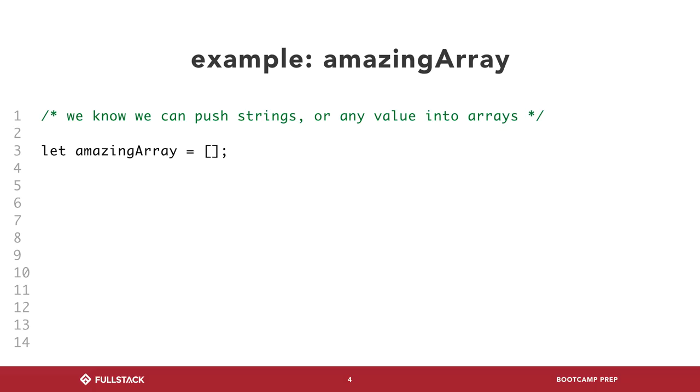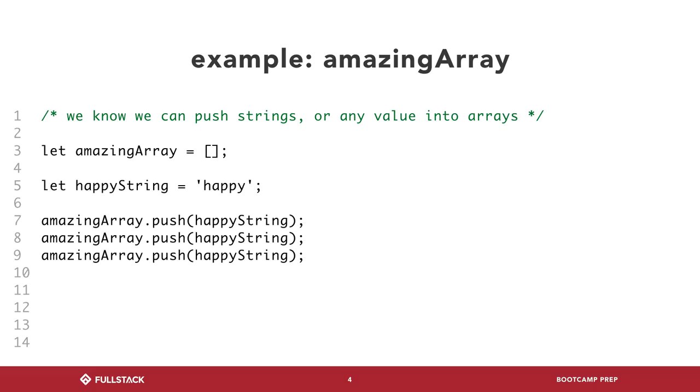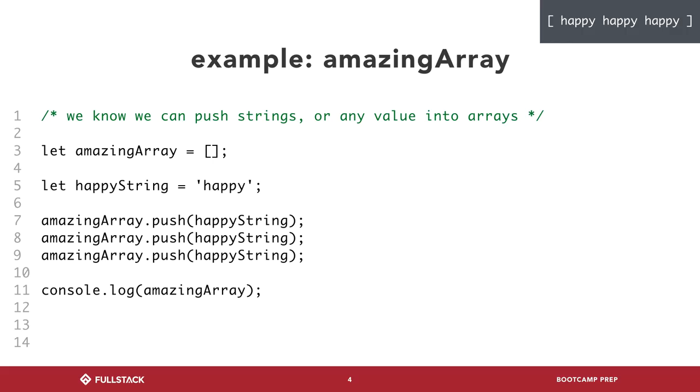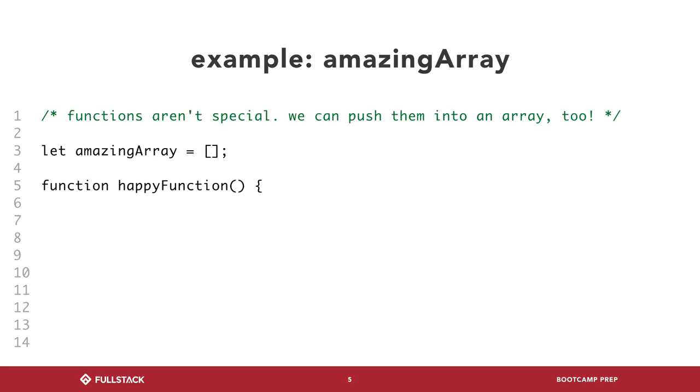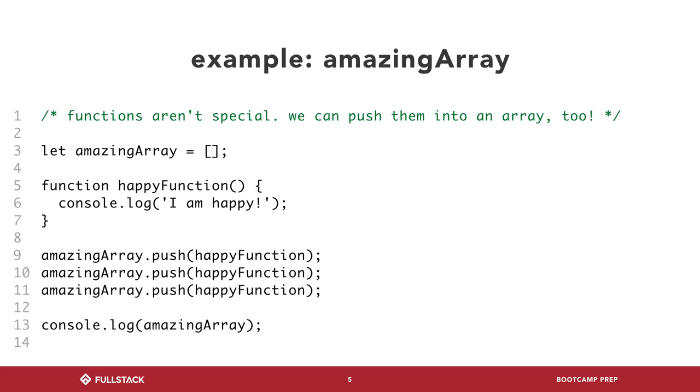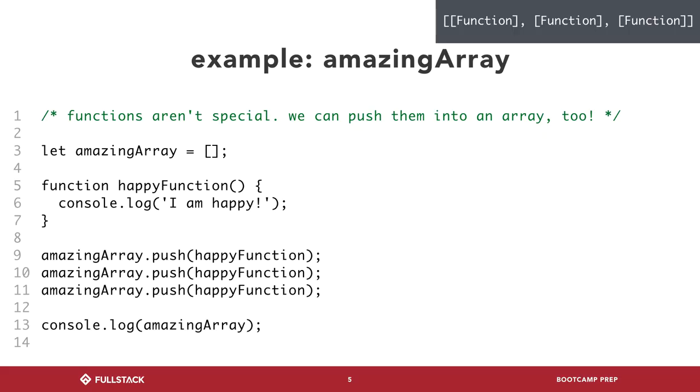So let's take a look at this. If I have an amazing array, I have a happy string. If I push a bunch of strings into the array, I get back, we're missing the commas here, but you can tell it's an array with three strings in it. Similarly, if I have a function and I define it as happy function, and I push the function into the array 3 times, I now have an array of 3 functions.